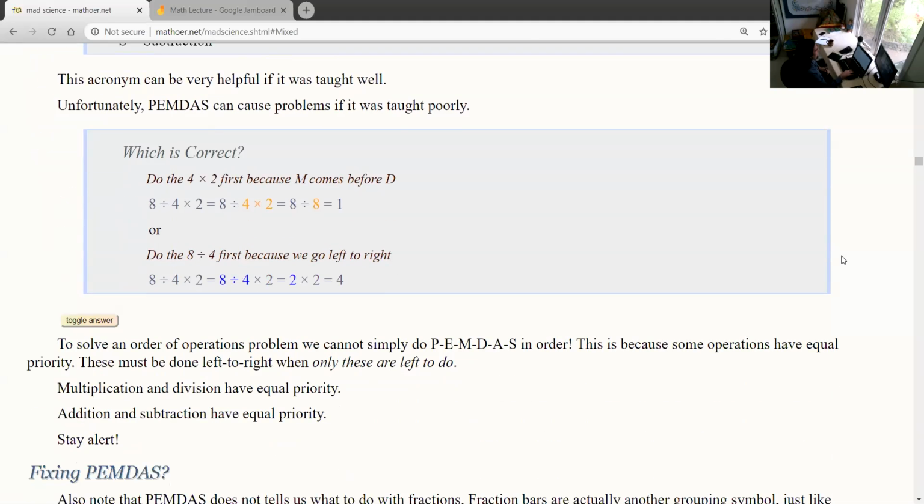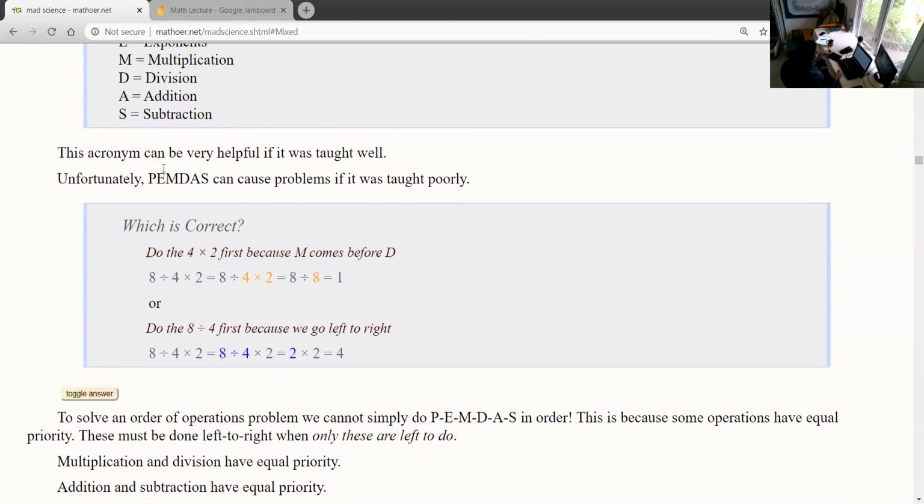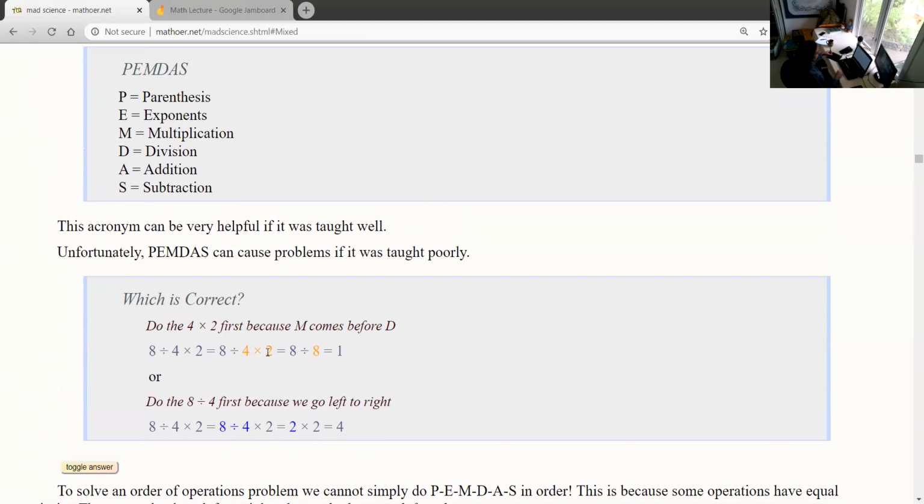So just as a check, then if I want to do 8 divided by 4 times 2, should I say, let's do the 4 times 2 first, because M comes above D. So we have 8 divided by 8, which is 1. Or if I'm doing 8 divided by 4 times 2, do I do the 8 divided by 4 first because of some left to right sense? So then I would get 2 times 2 and I get 4. Which of these answers is right?